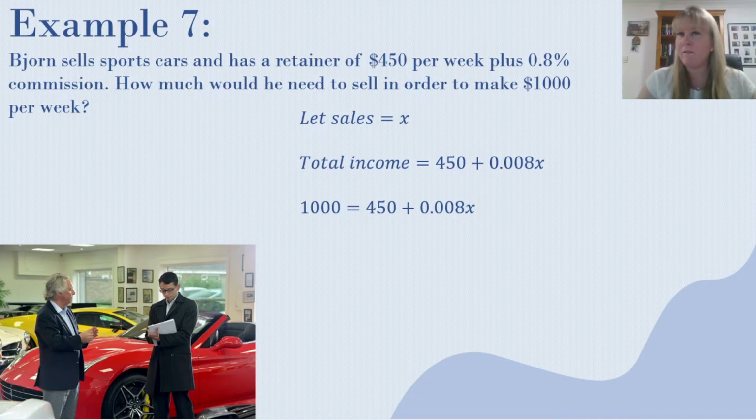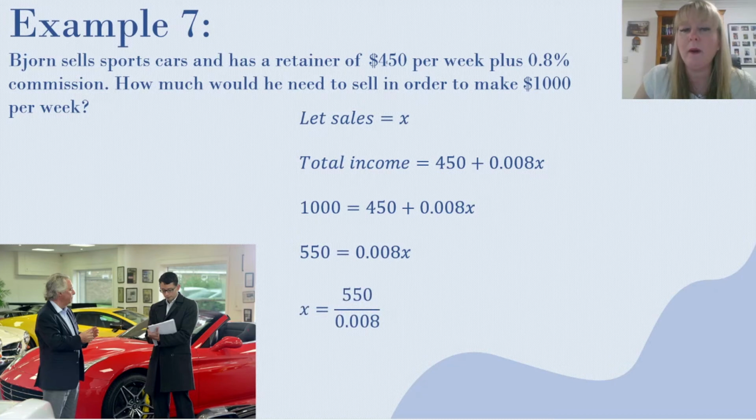So now it's just a fairly simple, straightforward bit of transposing of algebra here. We're going to subtract 450 from both sides of the equation, and that will leave the 0.008x all by itself, and we've got 550 on the left-hand side of that equation now. And now, x is multiplied by this pesky decimal, so we're going to divide both sides by 0.008, so the x will be all by itself. When we put that in our calculator, we find that he has to sell $68,750 worth of sports cars every week in order to make that kind of money.